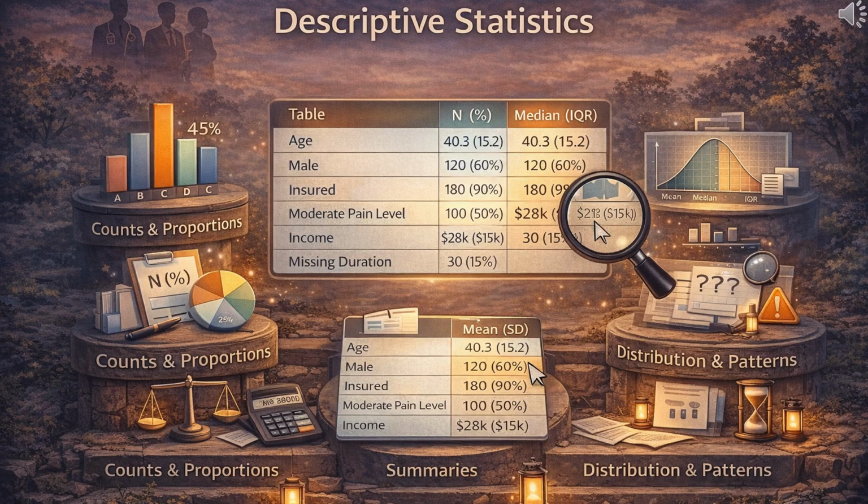Finally, person-time intuition supports clearer interpretation. A rate is not a probability and should not be interpreted as a percent of people who will have the event. It is a frequency measure.